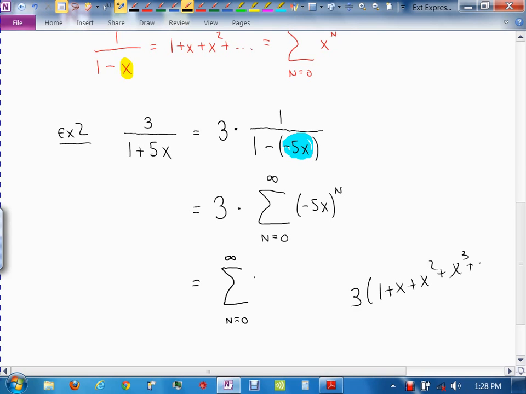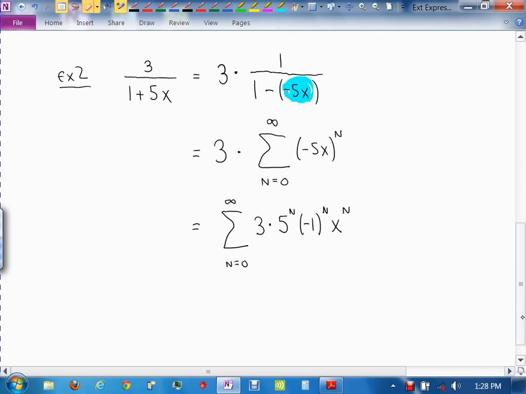So I can write 3, now is this okay? Times 5 to the n times negative 1 to the n times x to the n. I'm just asking you if this is okay because of where we're headed today. Is that all okay? I mean, this n is basically a power on all of this, right? It's a power on negative 5 and a power on x. And negative 5 can be written as what? Negative 1 times 5. So I can put the power on the negative 1 and on the 5.